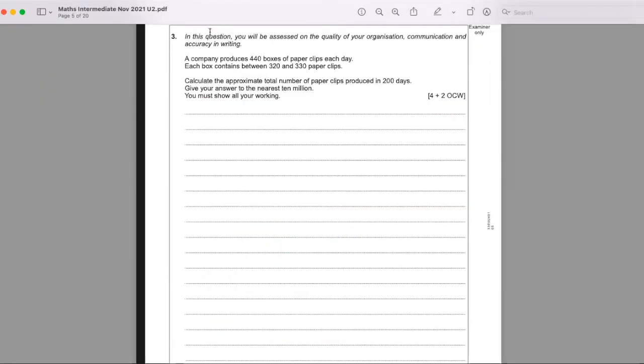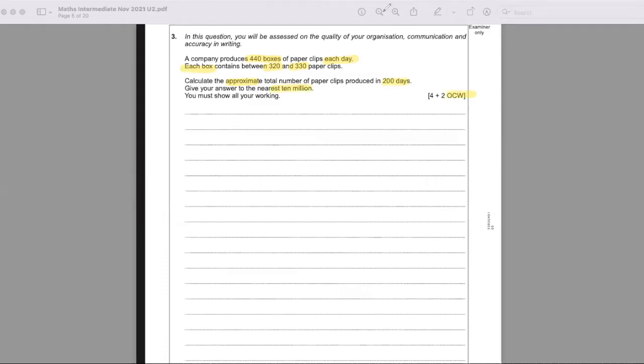Question 3. In this question, you will be assessed on the quality of your organization, communication, and accuracy in writing. A company produces 440 boxes of paper clips each day. Each box contains between 320 and 330 paper clips. Calculate the approximate total number of clips produced in 200 days and give your answer to the nearest 10 million.